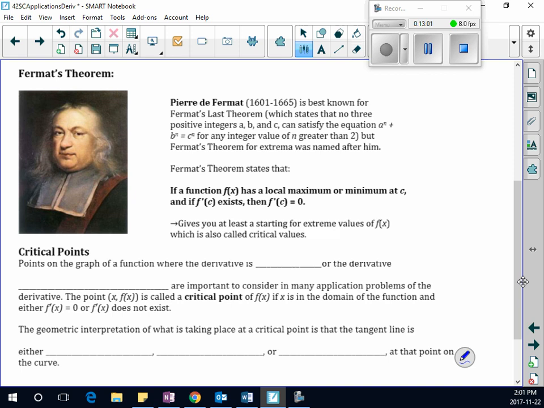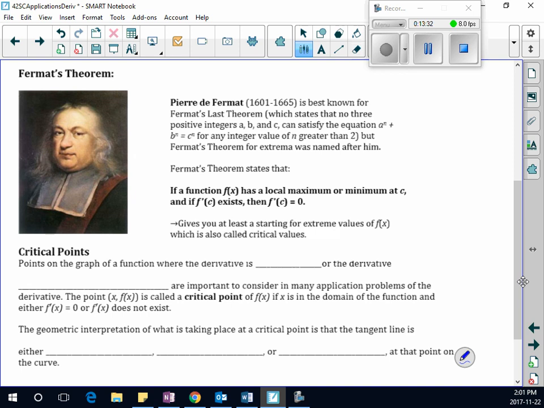I don't know. But the theorem we need to know about is if a function f of x has a local max or min at c, and if f prime of c exists, meaning the derivative at c exists, then f prime of c equals 0. So think about that for a second. Why would this actually be true? What happens at a local max or min?